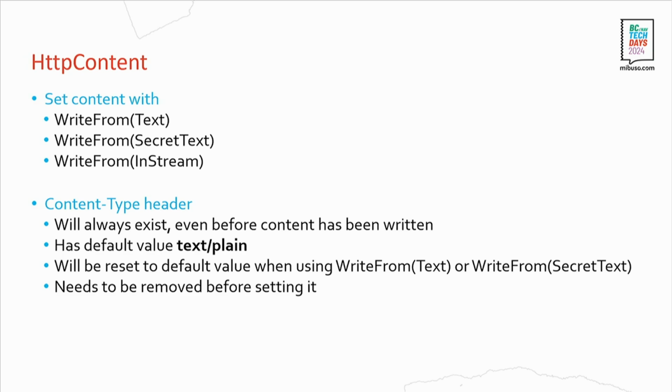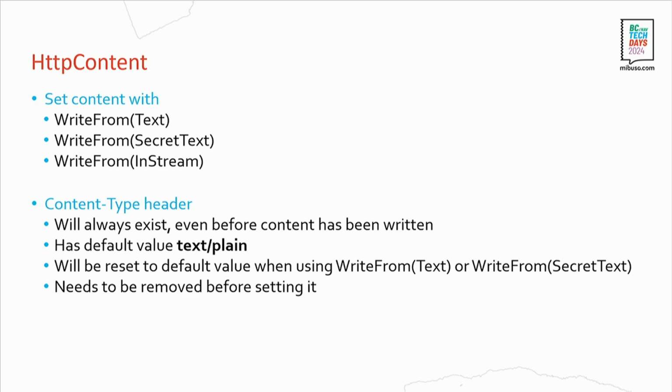But hey, if we set the content type, we're actually adding the value to the already existing content type. That is not possible, because the content type can only have one value. So you first need to remove it, and then add it again. So that's just what happens behind the scenes.